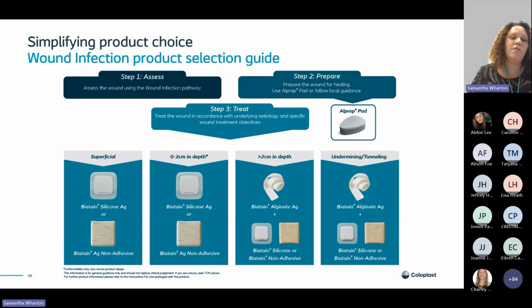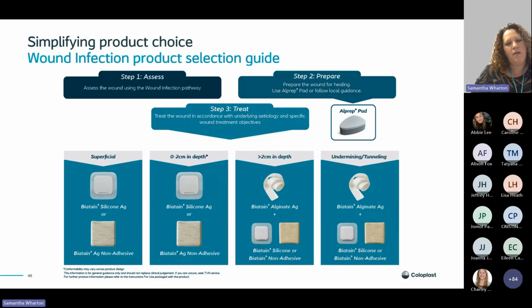Then you would go on to your treat. So if it's a superficial wound with local signs of infection, you could treat it using a Biatain Silicone AG or Biatain AG non-adhesive. If it's got a greater depth of more than 2 centimeters, then you would be needing to pack that wound and use a filler. So a Biatain Alginate AG will be able to support you with that. Also, if there's any undermining or tunneling, again, you would need that Biatain Alginate AG to ensure that you're getting that active agent to where it's needed.